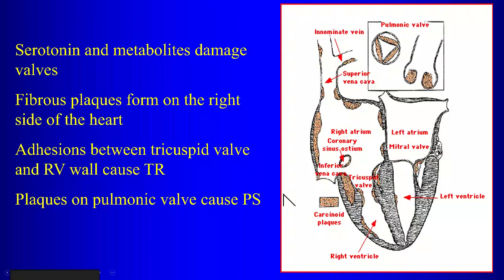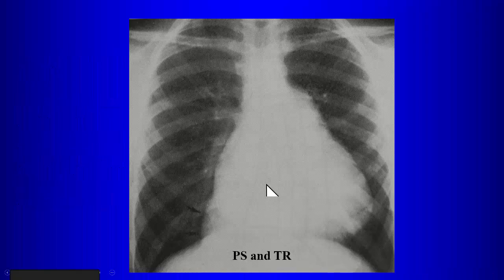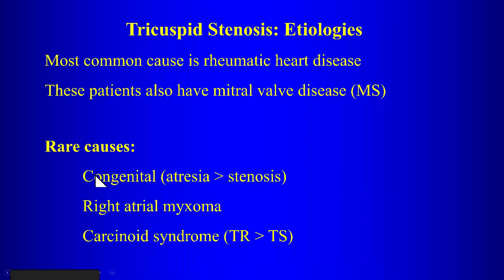Now, these noxious metabolites are metabolized in the lung, so it doesn't affect the left-sided valves. So that's why when you have carcinoid heart disease and mets to the liver, you can get this effect on the right-sided heart valves. With pulmonic stenosis, you can have poststenotic dilatation of the pulmonary artery. With tricuspid regurg, you can get dilatation of the IVC. So that combination of tricuspid regurg and pulmonic stenosis can be seen with carcinoid heart disease.